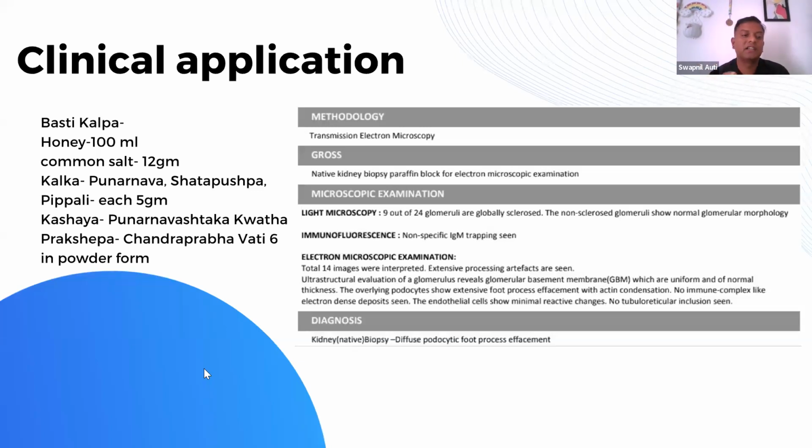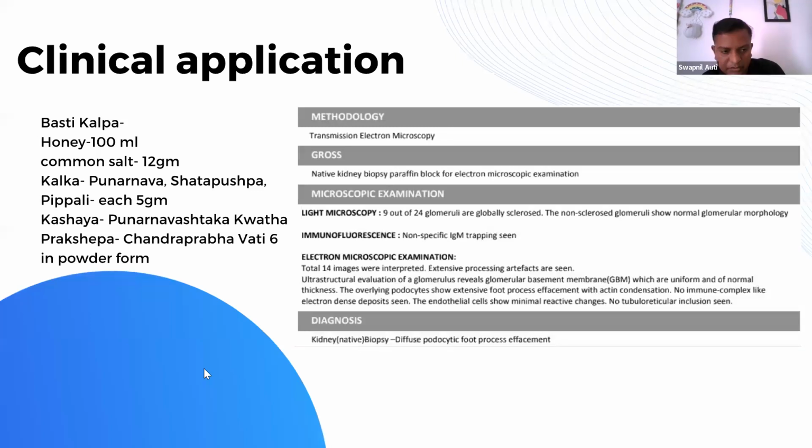Basti has the final effect, which is Kleda. It increases Kleda in the body, and that is why Acharyas have clearly mentioned in certain cases like Udari, Pramehi, Pushti, Sthula, Manava. In those cases, though he has told that Asthapana can be done and Anuvasan cannot be done, still if Asthapana is having such a snigdha property, then it can also be harmful. So in such cases, you have to be very cautious and you have to select the Basti Kalpa which is Ruksha in nature.